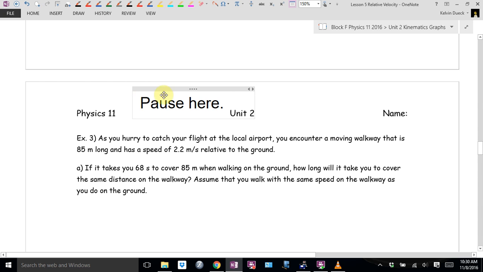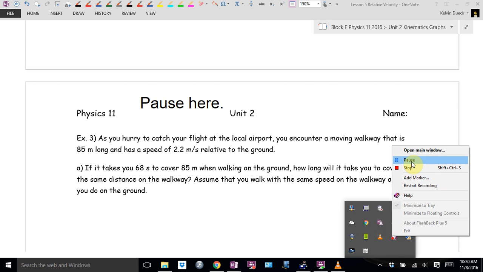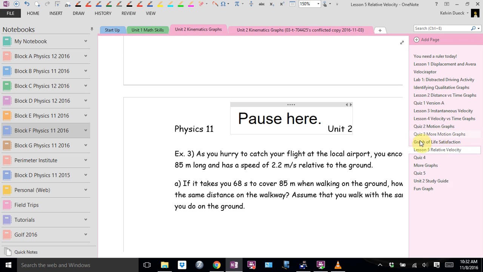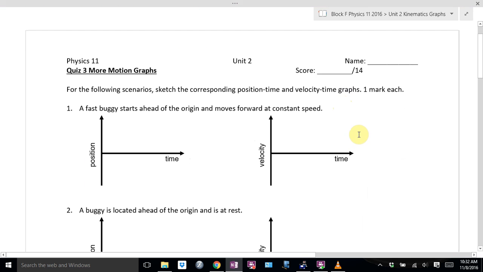I have a take-home quiz for you. So take a look at the take-home quiz, number 3. It's called More Motion Graphs. On the front page, I'm not going to be too fussy. I want you to just sketch the shape. So we have position time and velocity time graphs. A fast buggy starts ahead of the origin and moves forward at constant speed. What would that look like as a position and a velocity versus time graph?